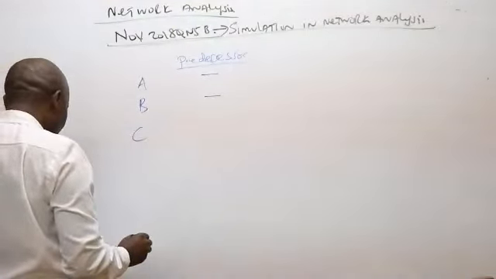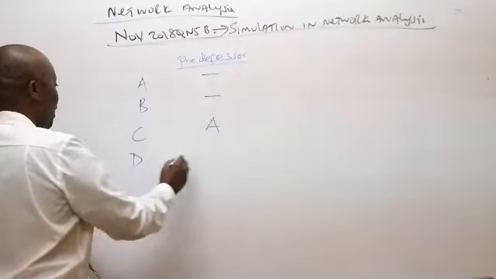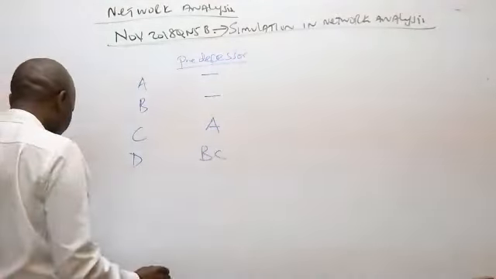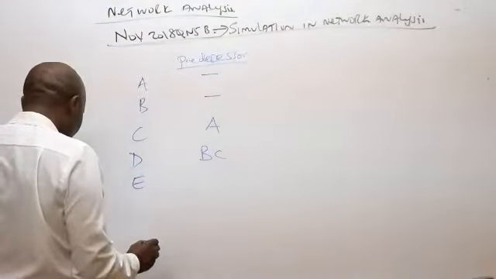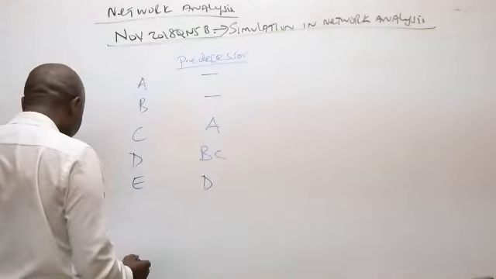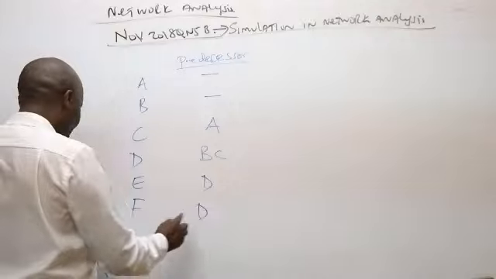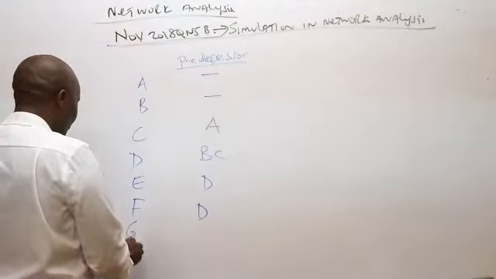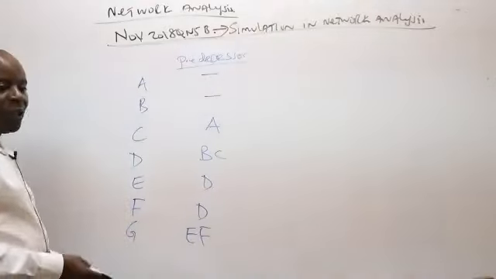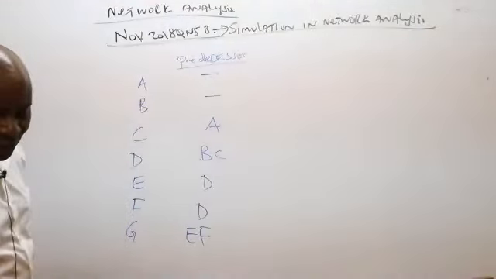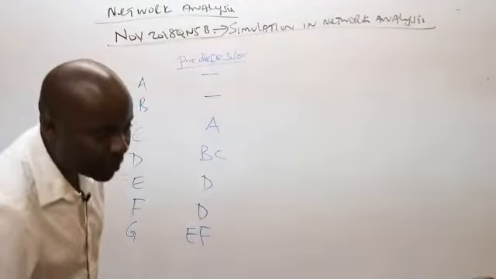C comes after A. D comes after B and C. And then we have E, which comes after D. And then we have F, which comes after D as well. And then we've got G, which comes after E and F. So then they want us to use these precedence relationships to draw a project network.